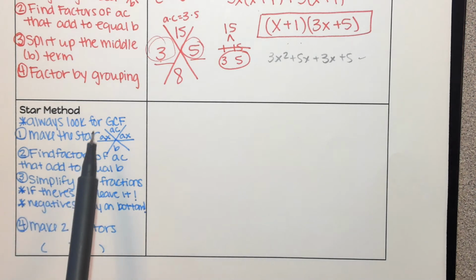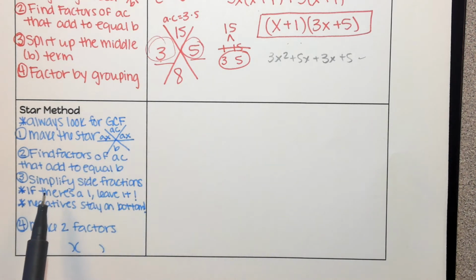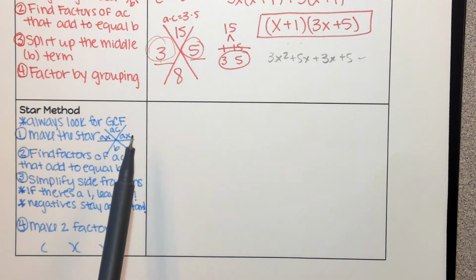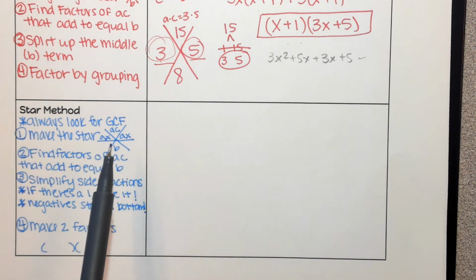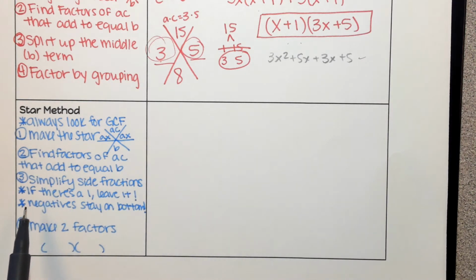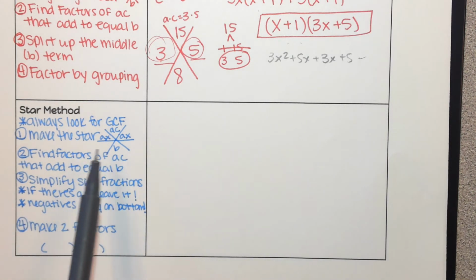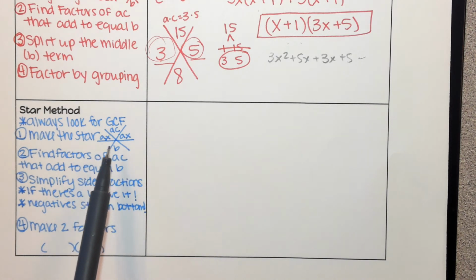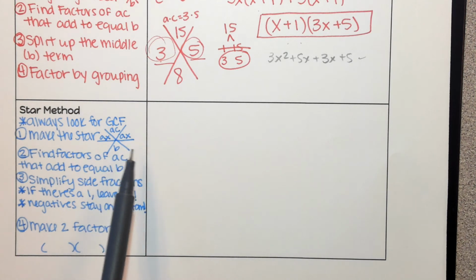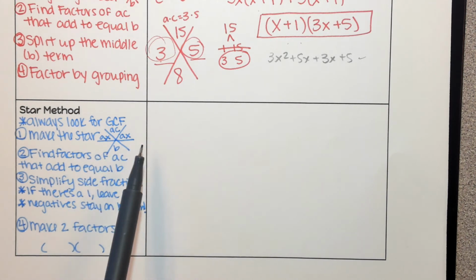Then you simplify the side fractions, and there's a couple notes there. If you see a 1 on the top or the bottom, leave it alone. Don't do anything to that side. We need that 1 there. And if you have a negative, the negative always stays on the bottom, because it's not really a positive or a negative here. It's more of an operation. So don't move that negative to the top. Leave it on the bottom.